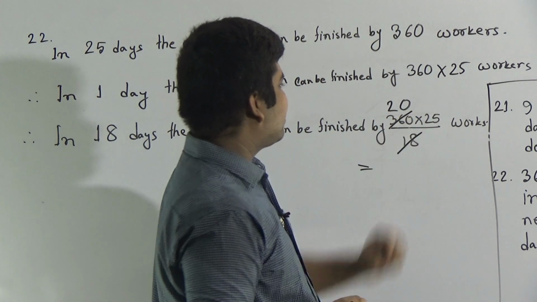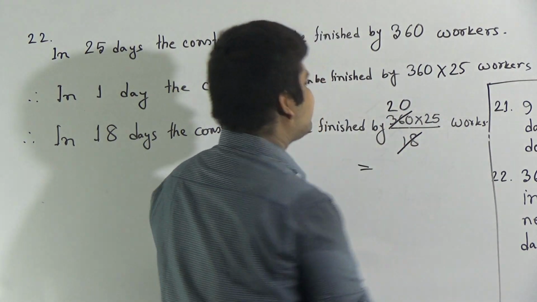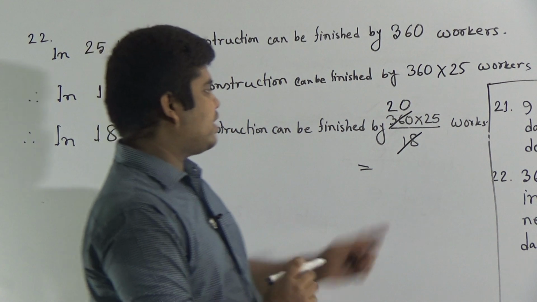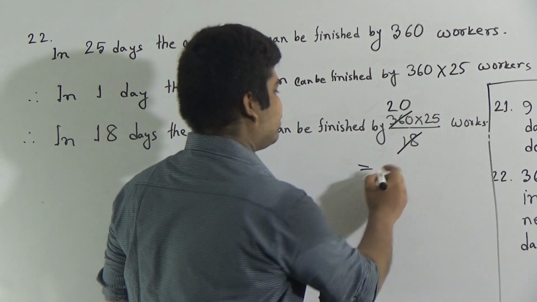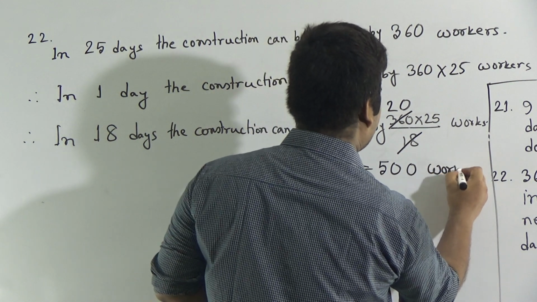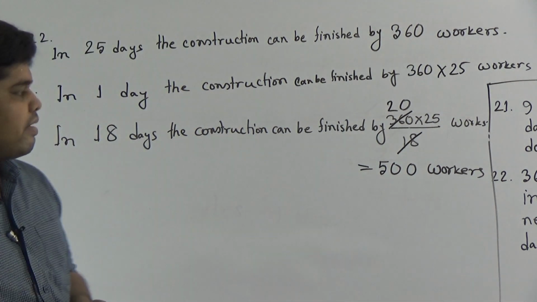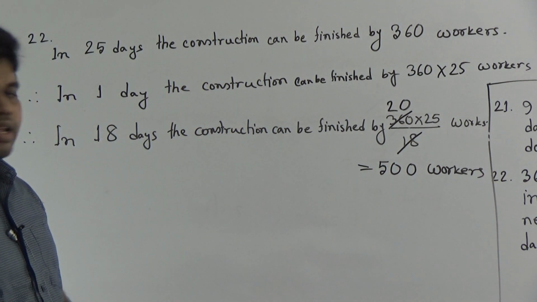Now we multiply. Notice here 20, here 25. That means we use the simple multiplication method. That means 25 multiplied by 2 you get 50, and this 0 is here. That means 500 workers are needed.